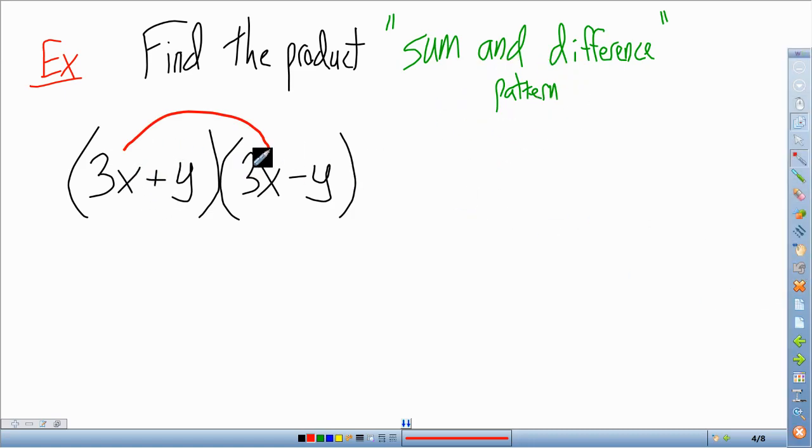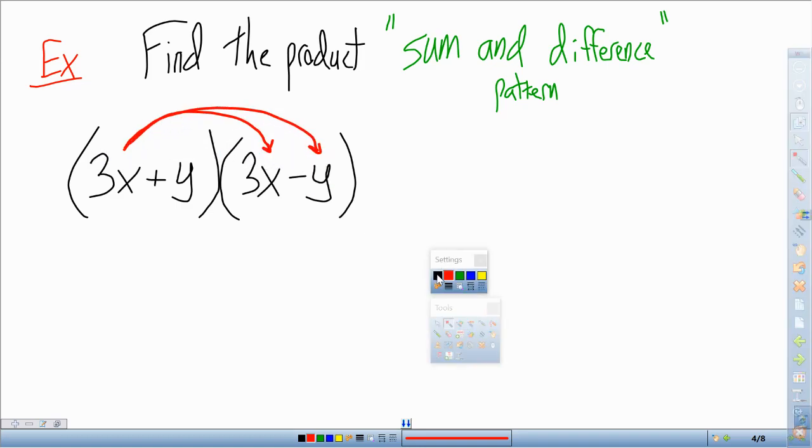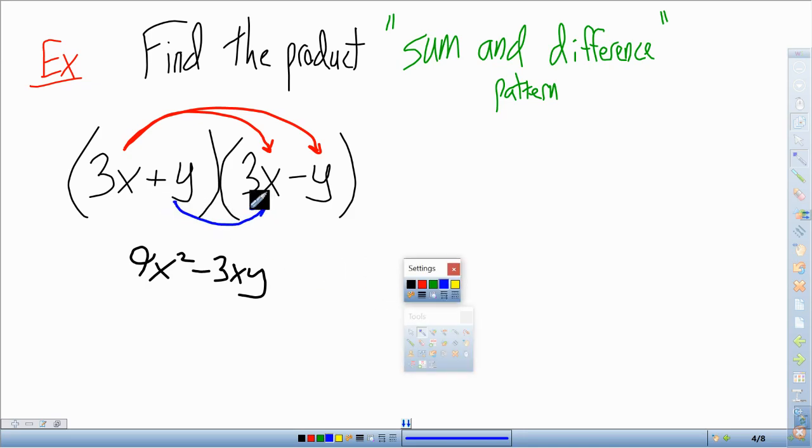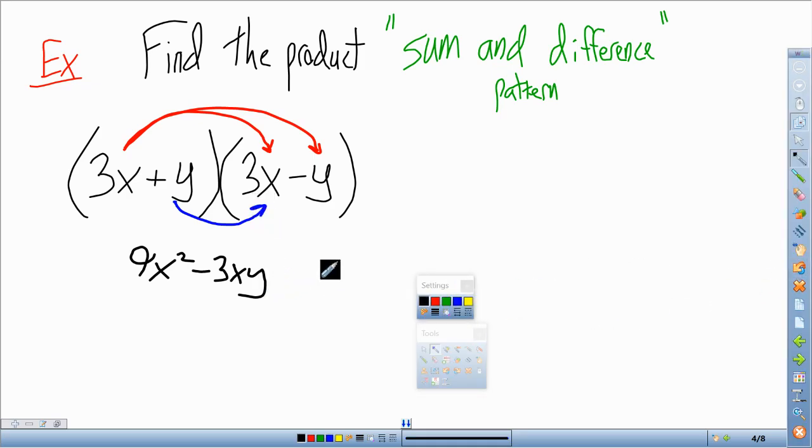All right. So 3x times 3x, and then 3x times a negative y. So 3x times 3x is a 9x squared. 3x times negative y is a negative 3xy. Okay, and then let's see what happens when we distribute the other one. Careful, this is not like the square of a binomial. This isn't necessarily going to give me the same stuff. Y times 3x gives me a positive 3xy.